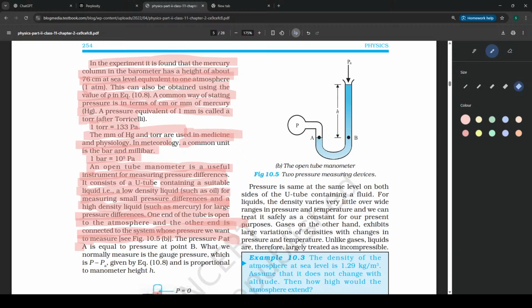The pressure P is equal to the pressure at point B. What we normally measure is the gauge pressure, which is P minus PA, given by equation 10.8, and is proportional to the manometer height h. Okay.